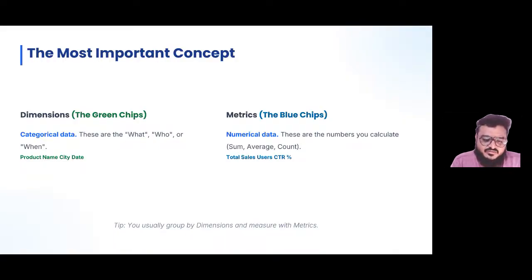In Looker, we use dimensions and metrics. Dimensions are like the data where you can see what, who, and when. Okay, it is text data, or it is string data. In metrics, it is numerical data. With the help of numerical data, you can calculate numbers like sum, average, and count.